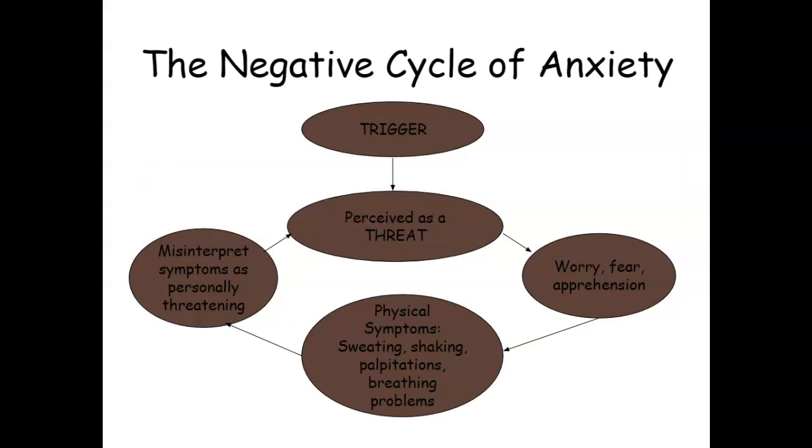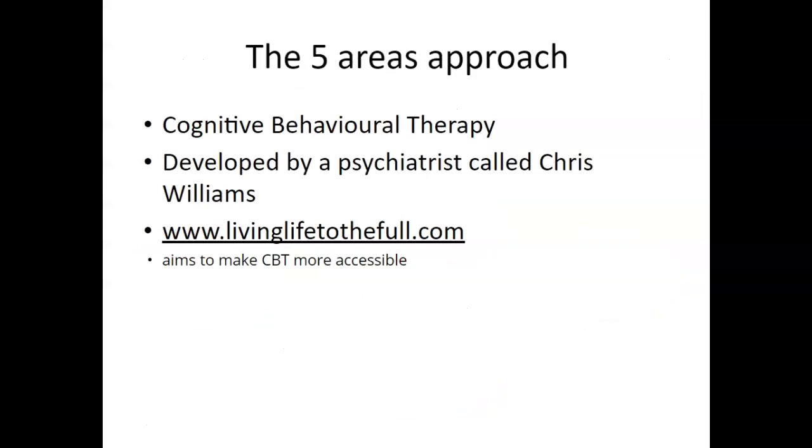So there might be an initial trigger there that you perceive as a threat, and then that feeds into your emotions like worry and fear and apprehension. You might get those physical symptoms that we've talked about already, such as sweating, shaking, palpitations, breathing problems. And then when you get those symptoms, you might actually misinterpret them as something threatening. So then it becomes a perceived threat, and it just keeps fueling that cycle of anxiety going round and around.